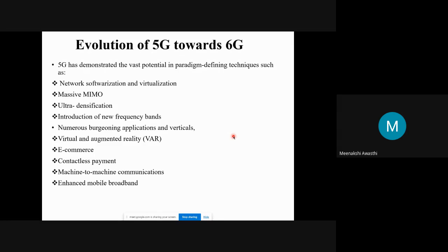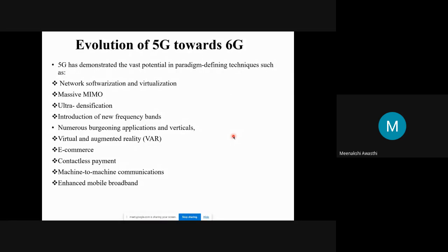The need of the market is increasing thousandfold. So even 5G will not satisfy the needs and demands after 10 years. That's why we have to think beyond 5G, and if we think beyond 5G, 6G comes into the picture.